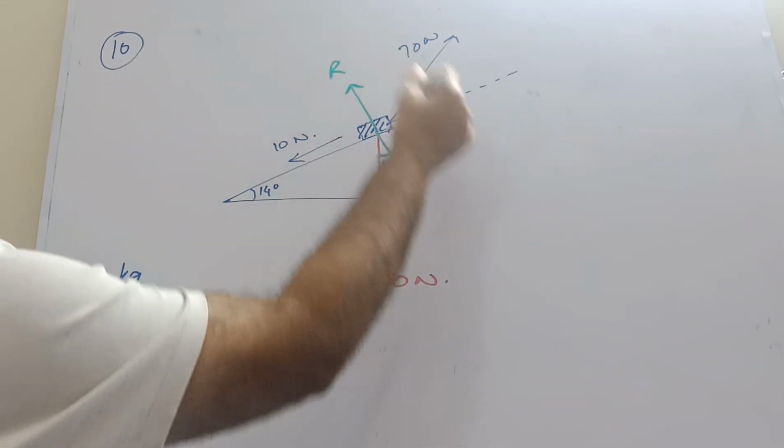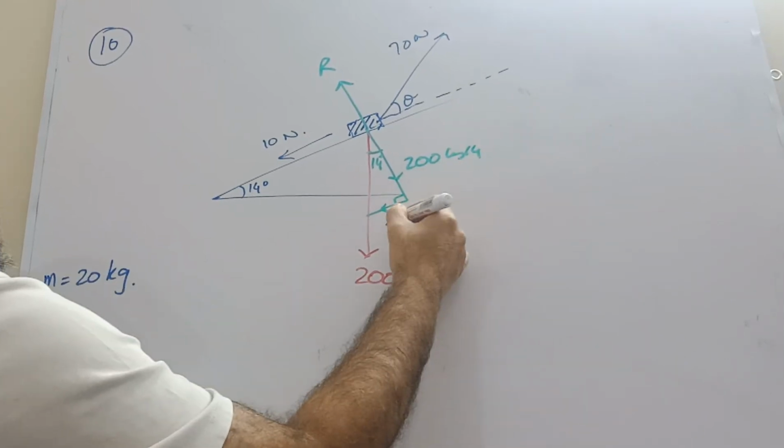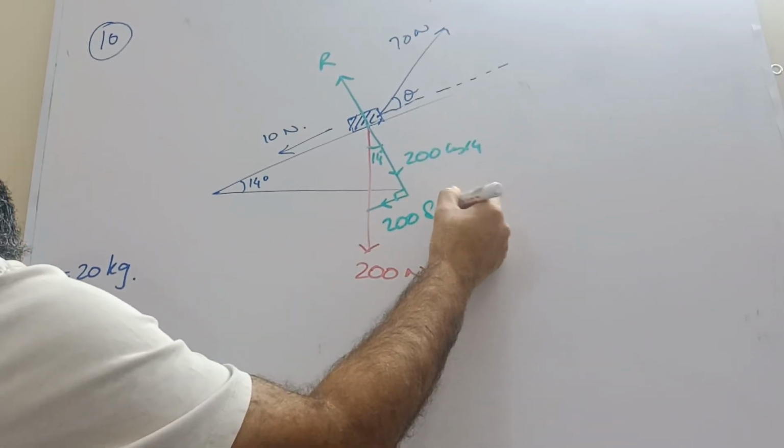Okay, this is your R, and this is 200 cos 14. This is 200 sin 14.